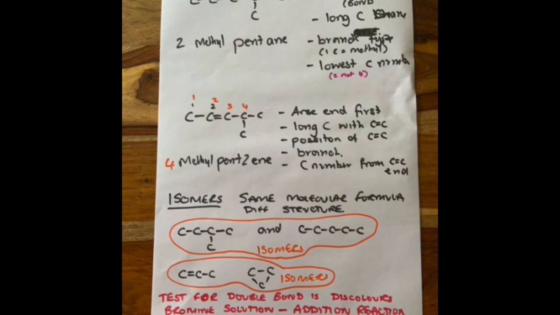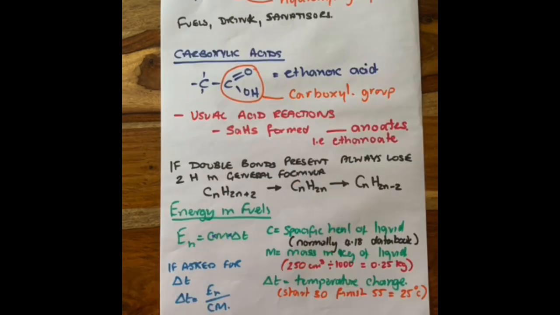An isomer has the same molecular formula but a different structural formula. You need to know about alcohols, hydroxyl unit finishing "ol", so ethane becomes ethanol. Carboxylic acids finish with a carboxyl group, and these become "anoic" acids, ethanoic acid. Usual reactions for acids: they form salts, which are "anoates".